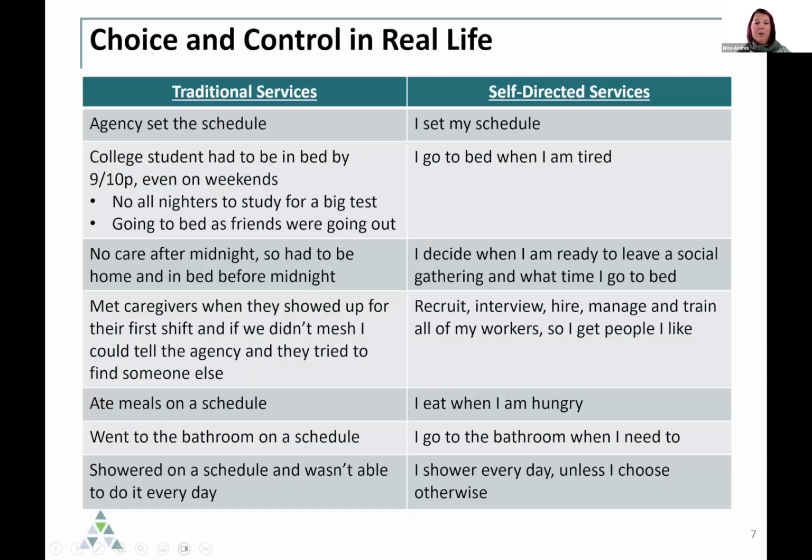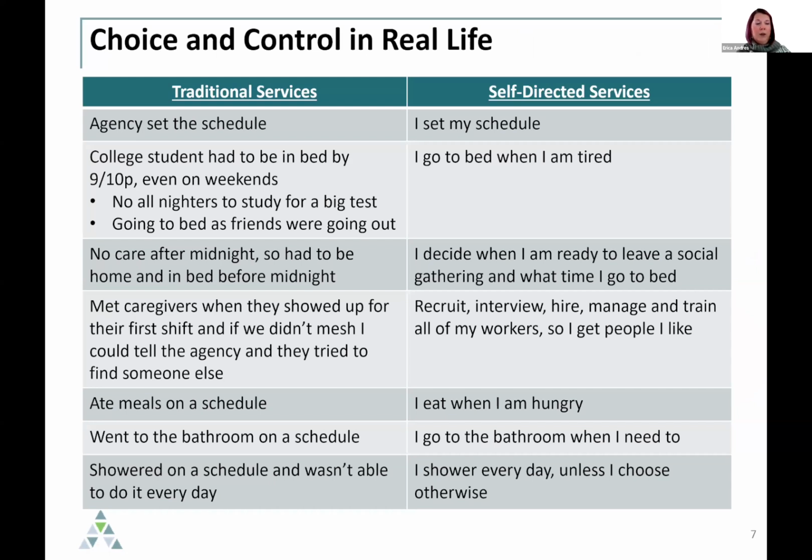I always think that it's helpful to see this and hear about this in a real life example. So I've been self-directing for over 20 years. I have caregivers 24/7 in my home. Before I used self-direction, I used a traditional agency, a home health agency. I was in college when I used this.